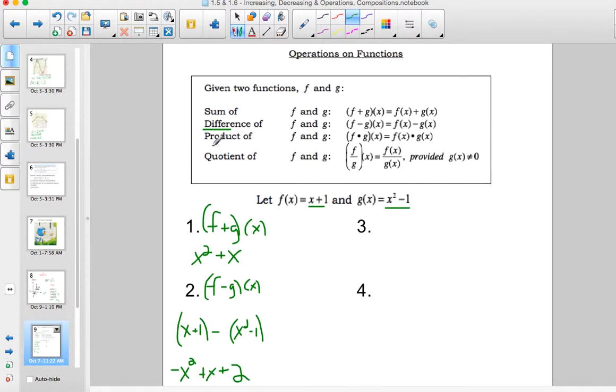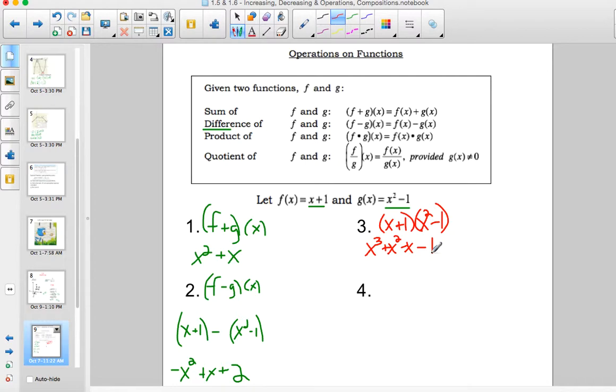Multiplication is next. That's the product. This one does not matter. It's just like addition. So if we wanted to multiply the two together, you're pretty much just going to FOIL. So you would have x plus 1 and then times x squared minus 1, right? And you can go ahead and FOIL. I know you guys know how to do that. Your final answer should be x to the third plus x squared minus x minus 1. Right? That's what you get when you FOIL.